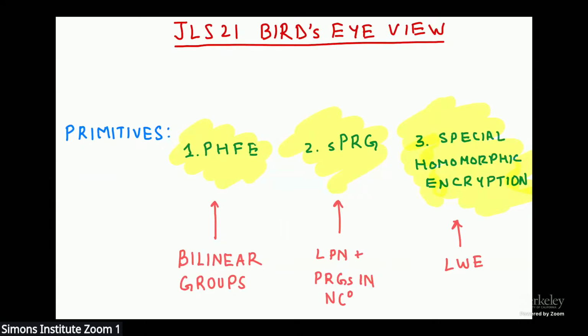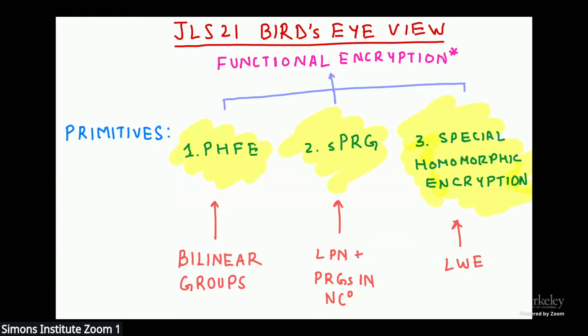In terms of assumptions, this was using LWE. Amit showed how to do it exactly from LPN and PRGs in NC0. Well, he didn't quite show it. I'm going to spell it out clearly. The third thing is PHFE, which you obviously know from bilinear maps, and that is where we are at.